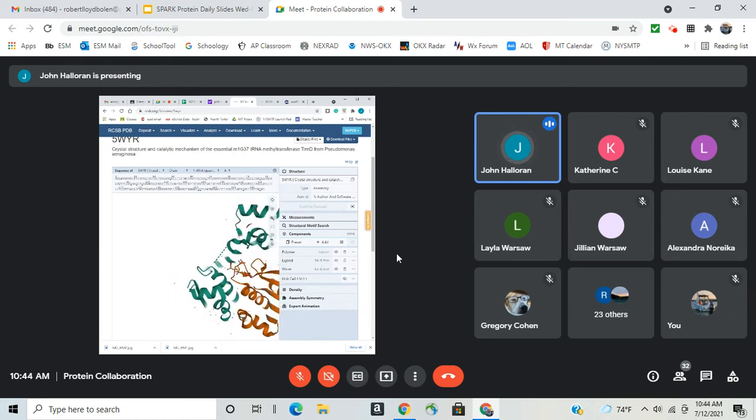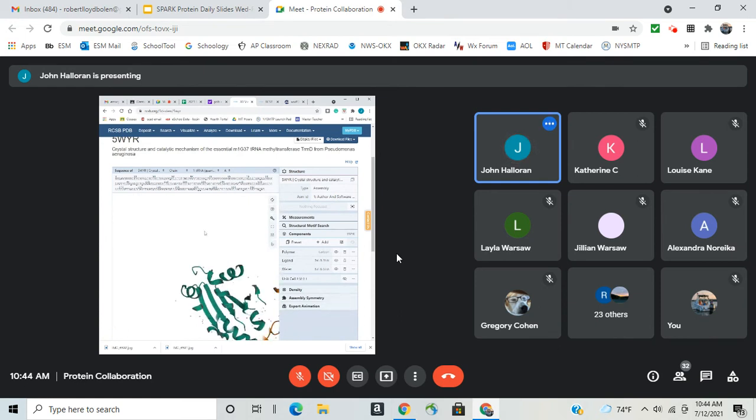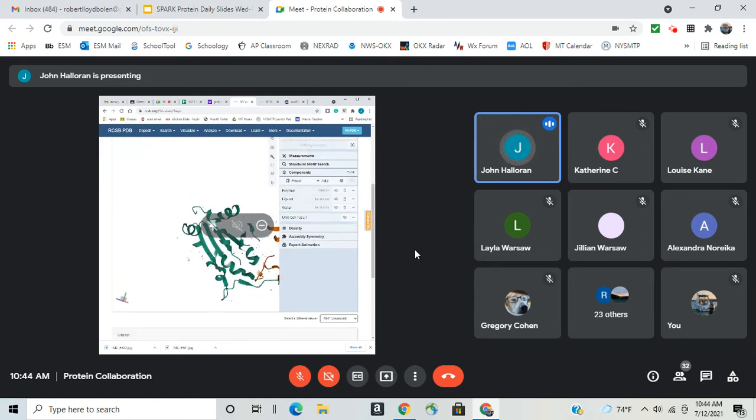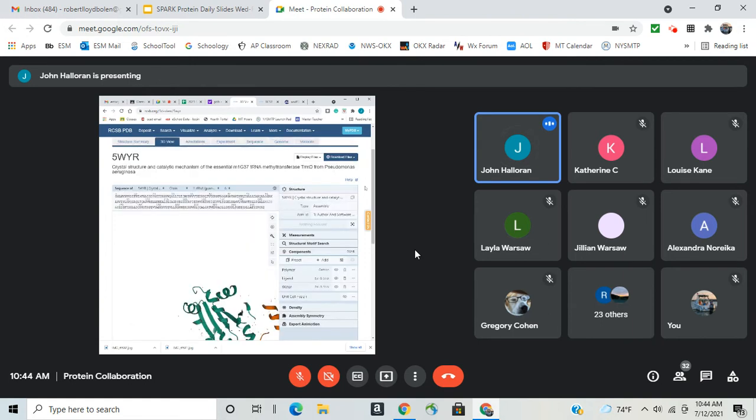I will tell you, if you're going to do protein structure biology, it is very handy to have a mouse with a scroll, which I don't have right now. I'm using my trackpad because my mouse died. That scroll is kind of helpful in getting in and out.